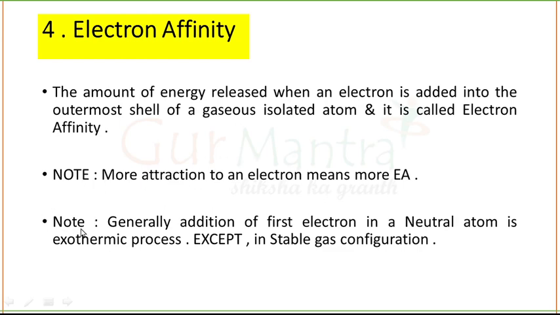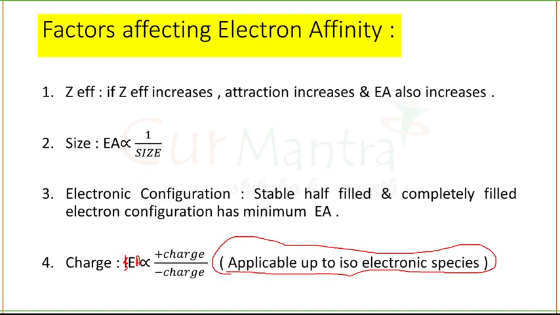Next important point is your note, that generally the addition of the first electron in a neutral atom is an exothermic process. This is clearly mentioned that it is the general way. If the electron is being added in a neutral atom, it could be exothermic. But there is an exception in cases of stable gas configuration, where the addition of a first electron in a neutral atom could be an exothermic process or could be an endothermic process, and the exception is stable gas configuration.